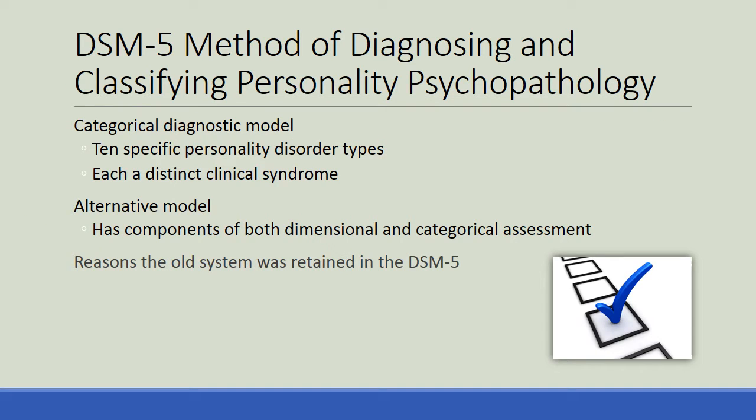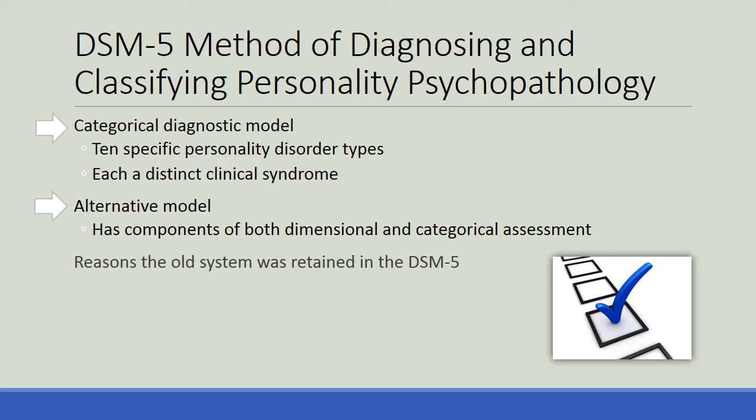Now, the DSM-5 uses a categorical diagnostic model, which means there are 10 specific personality types, and each is a distinct clinical syndrome. Now, an alternative model has been proposed with components of both dimensional and categorical assessment. This alternative to the categorical system was proposed and rejected. It may be reconsidered in the DSM-6.